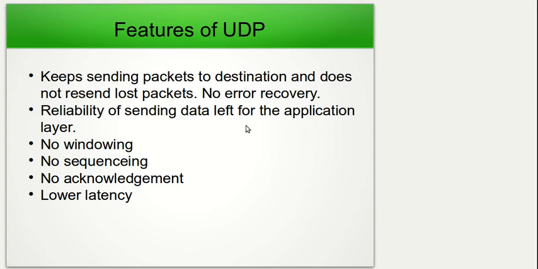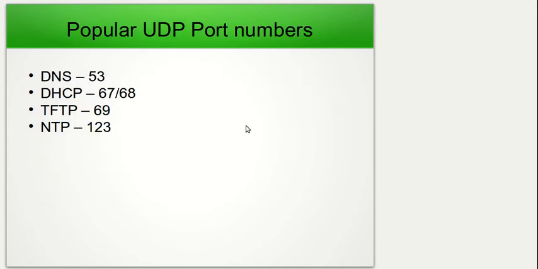Latency is the time it takes for a packet to travel from source to the destination and back. Because UDP packets are much smaller than TCP packets, UDP packets can travel to the destination faster, making them ideal for voice and video applications. And UDP uses the port numbers 53 for DNS, 67 and 68 for DHCP, 69 for TFTP, and 123 for NTP. So these are popular UDP port numbers.